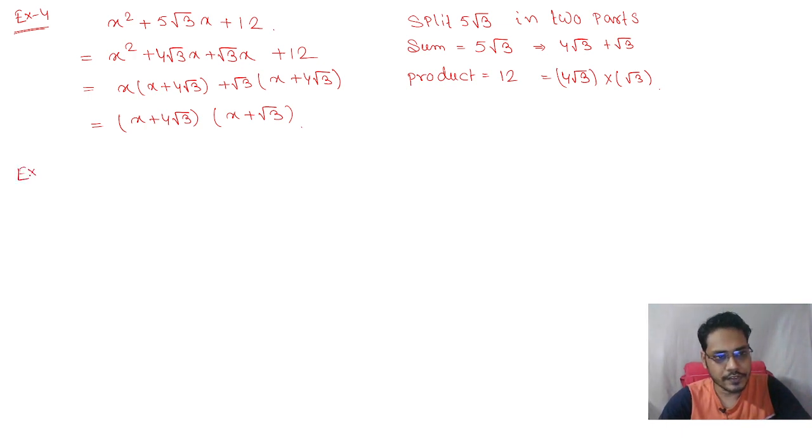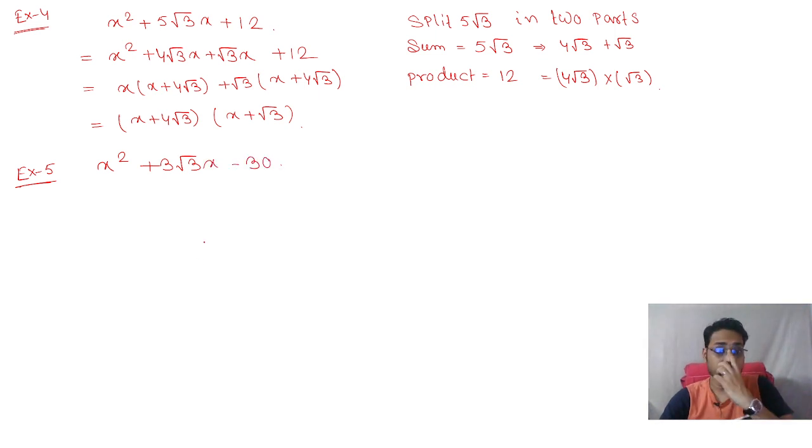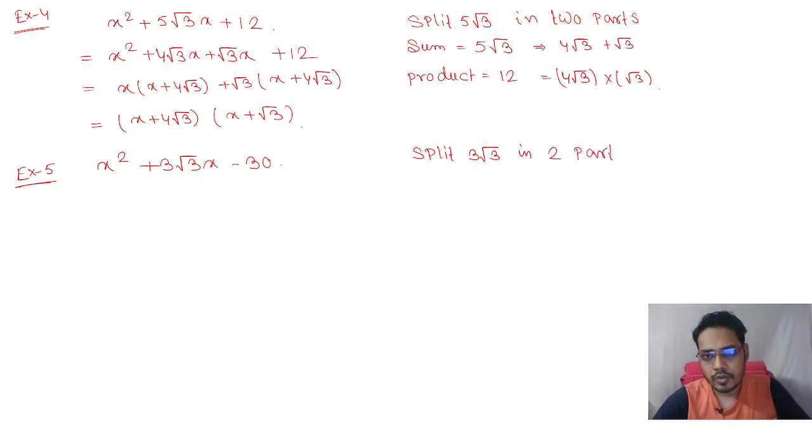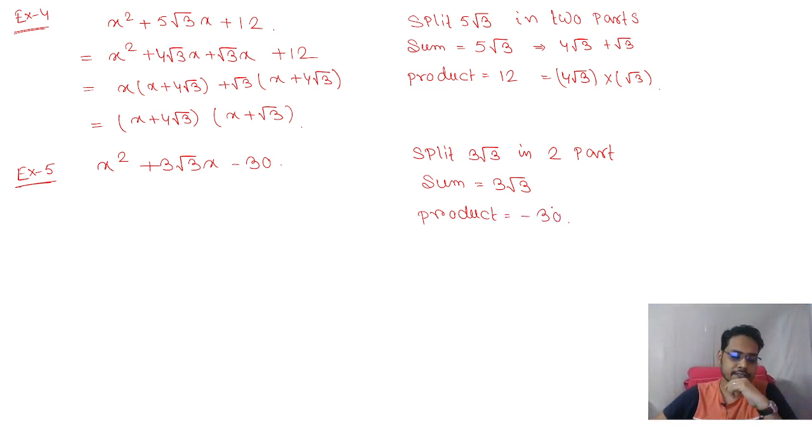Now we will move to example number 5. In example number 5, it is given x square plus 3 root 3 x minus 30. So here you have to split 3 root 3 into two parts, where the sum of the two parts will be 3 root 3 and the product will be minus 30. How can we make this?